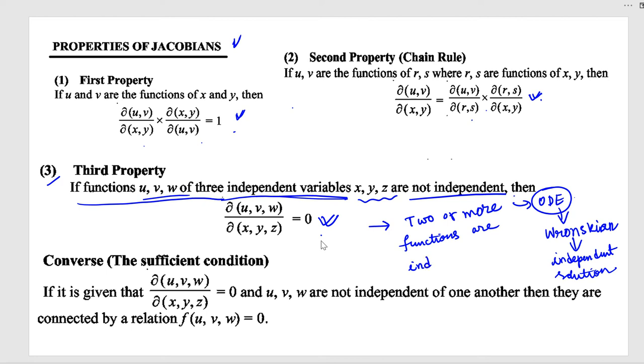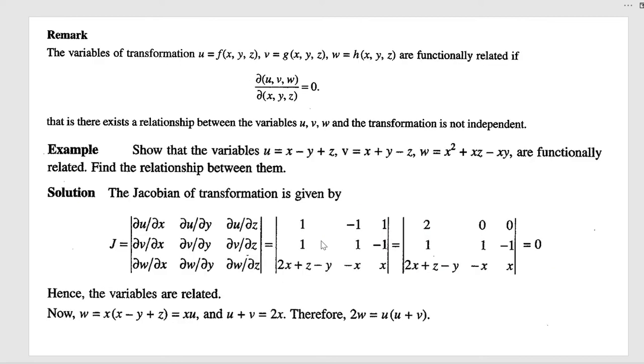Independent or not, that is actually defined by this Jacobian. So this is another application, because if they are dependent, what we have seen is that any of them can be written in terms of the other two. That is the meaning of dependency. If they are independent, then you cannot write them as a scalar multiple or some other combination.